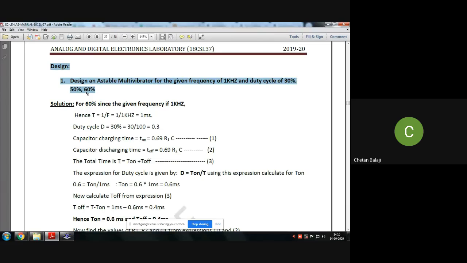Design an astable multivibrator for the given frequency of 1 kilohertz and duty cycle of 30%, 50%, 60%.